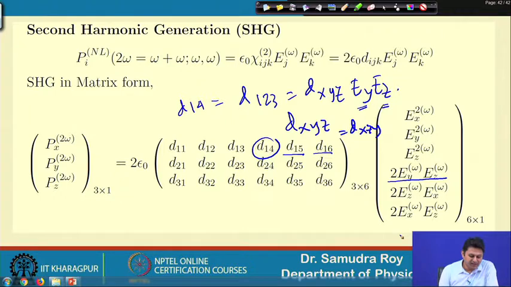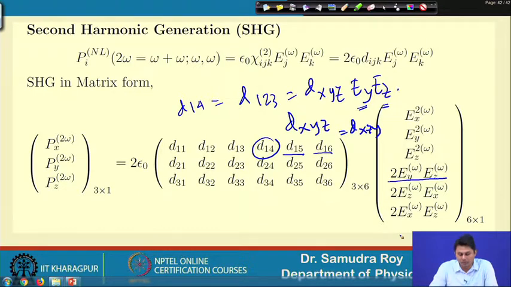So, this is for P x. In a similar way, we can write P y and P z. I do hope all of you understand how to write this matrix form, which is very important in studying how the second harmonics are generated inside the crystal, and the process is quite straightforward.